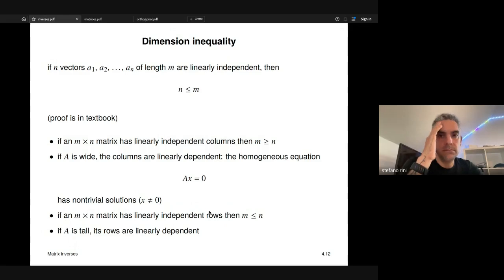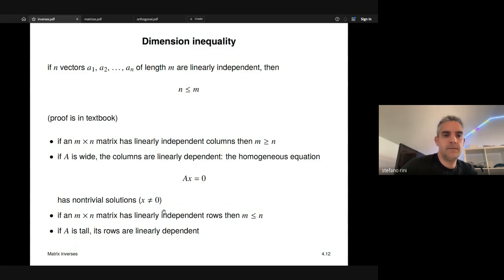Now, we start connecting the idea of rank and the idea of ill-conditioned matrices coming up. Let's say that we have n vectors, and they are all of length m. Then we have at most m vectors that are linearly independent. Then n is less than or equal to m.